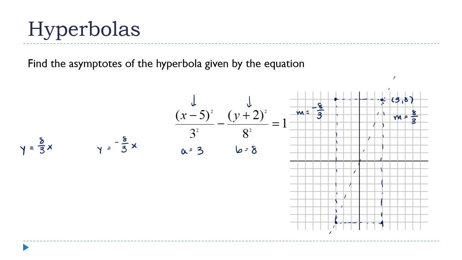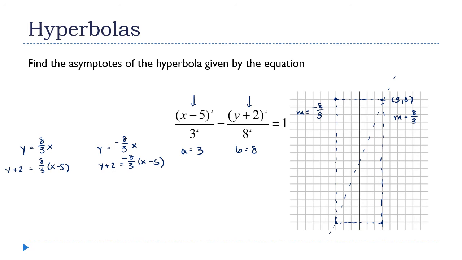I'm going to make this one y plus 2 equals 8 thirds times x minus 5. And this one will be y plus 2 equals minus 8 thirds times x minus 5. And now I'm going to go ahead and clean these up. I mean, there's fractions, but we can, whoops, I lost a minus sign. Sorry about that. There we go, minus 8 thirds. Yeah, there's fractions, but we're not afraid of fractions.